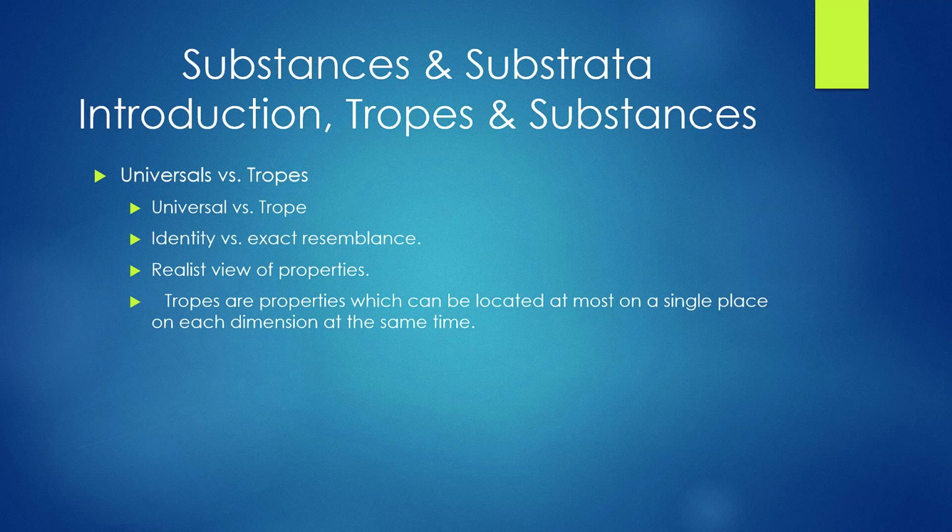Now, they both agree, if you talk to a universal theorist and a trope theorist, they both hold a realist view of properties. In this context, realist means literally what it sounds like. They believe the properties are metaphysically real. So, for the trope theorist, like me, we take tropes to be properties which can be located, at most, in a single place on each dimension at the same time. So no multiple location.